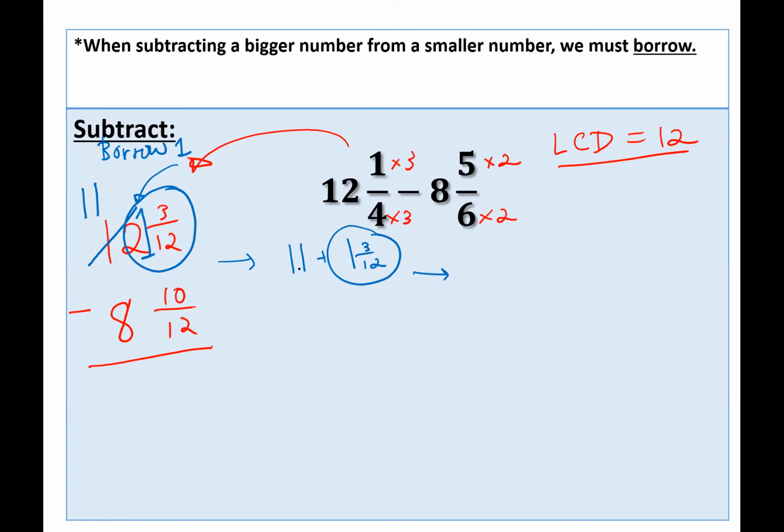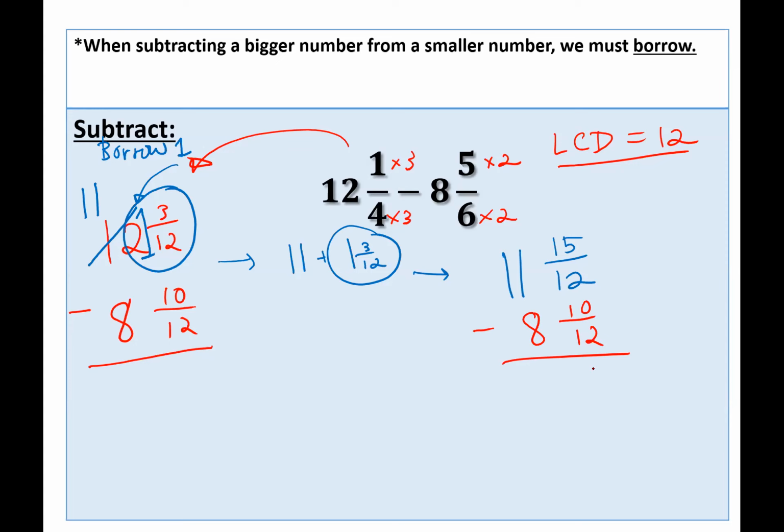So if I rewrite it one more time, it looks like this, 11. And then let's see, 1 3/12. 12 times 1 is 12, plus 3 is 15. So it's 11 and 15/12. And finally, I can subtract the 8 and 10/12.